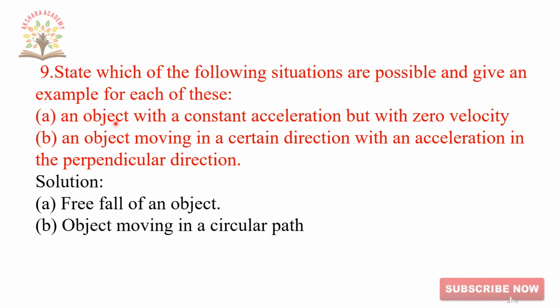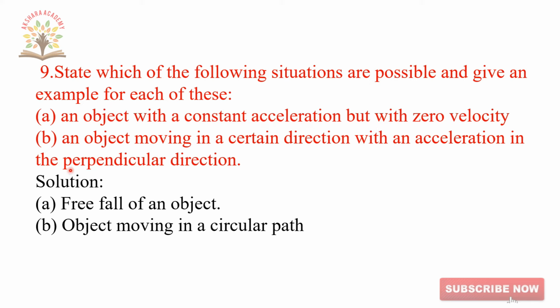Coming to the first one. First one is an object with a constant acceleration but with zero velocity. For this, an example is the free fall of an object. So a freely falling object has constant acceleration but it moves with zero velocity.